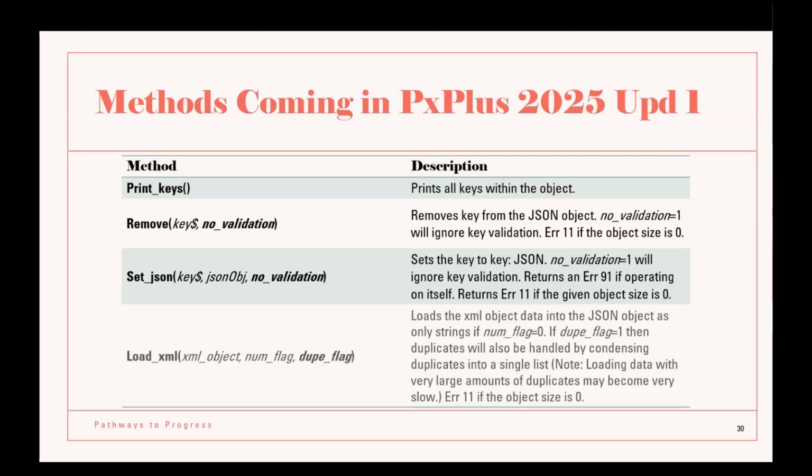Now, coming back to the load XML function, we now have handling for XML objects with duplicate tags, which is done by simply adding a dup flag equal to 1. What this will do is take any duplicates being added and convert it instead into a list by adding a number in the tag before the duplicate. Now, this takes a fair bit of processing as it needs to move entire sub-objects around. So if you have a lot of duplicates in your data or really long subtags, it can become fairly slow.